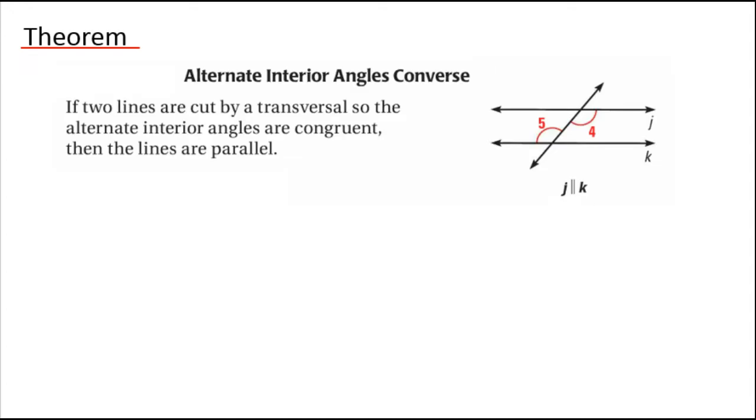So before we even get started, I'm going to cover the theorem on alternate interior angle converse. So this theorem states, if two lines are cut by a transversal, so the alternate interior angles are congruent, then the lines are parallel. So what this actually means is that if my alternate interior angles are congruent, so here we have one, here we have the other, if these two are the same, then line J and K have to be parallel. They have to. So again, if my alternate interior angles are congruent, then my lines are parallel. That's all this theorem is saying.